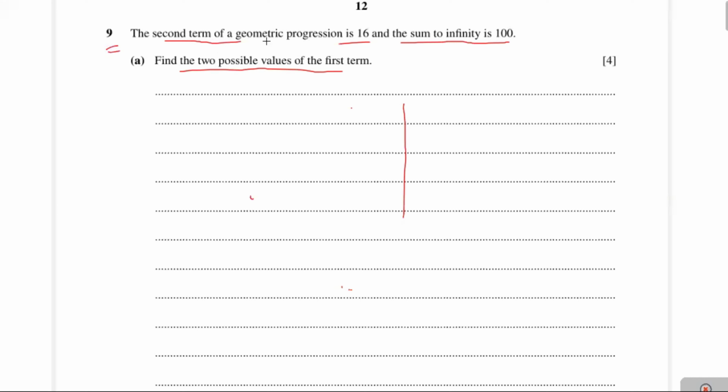Question 9. The second term of a geometric progression is 16. The sum to infinity is 100. Find the 2 possible values of the first term. Now, firstly, you see here the second term we write as t2, and that is equal to 16, and the sum to infinity is equal to 100.